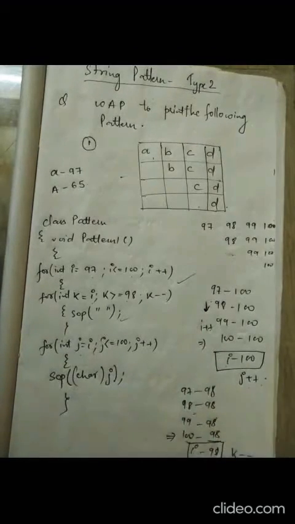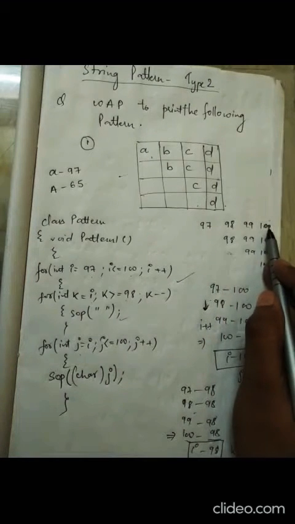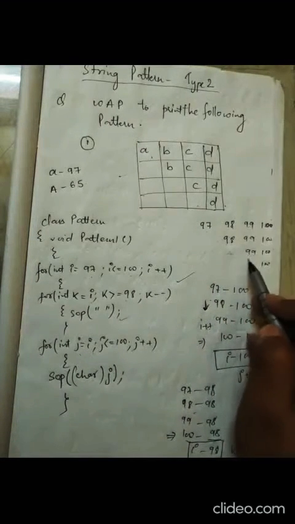Clear? What does it mean? These are the J values, no? These are the J values, 97, 98, 99, 100. These are the J values of the first line. This is the J value of the second line. This is the J value of the third line.